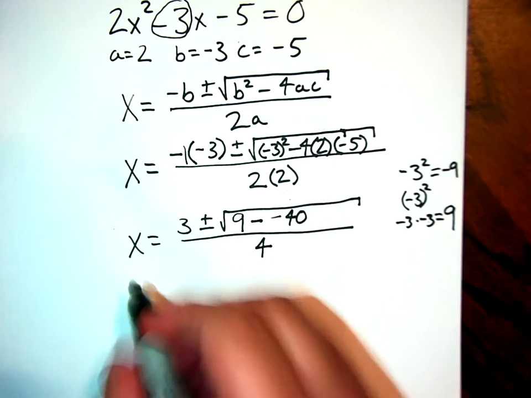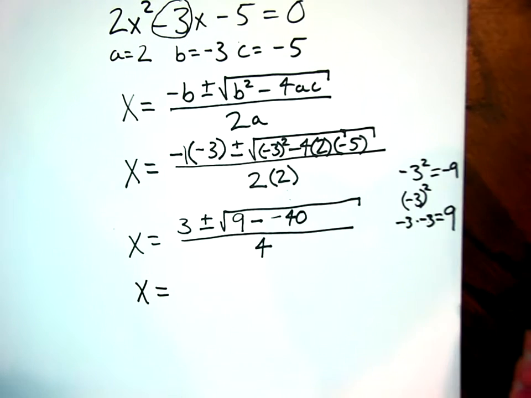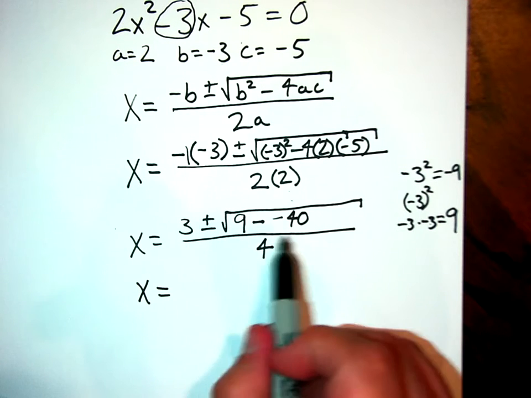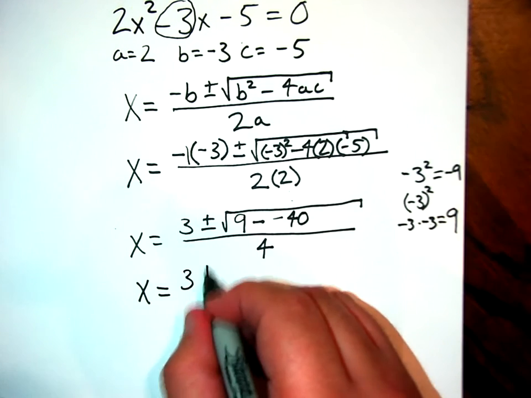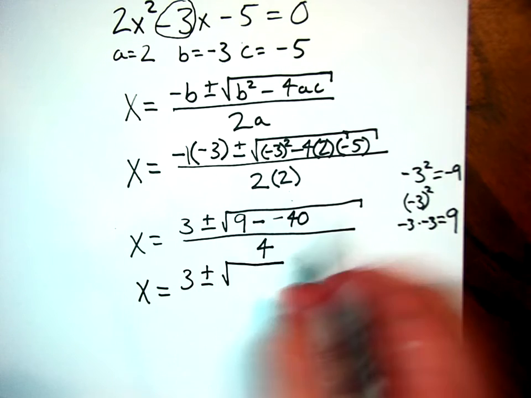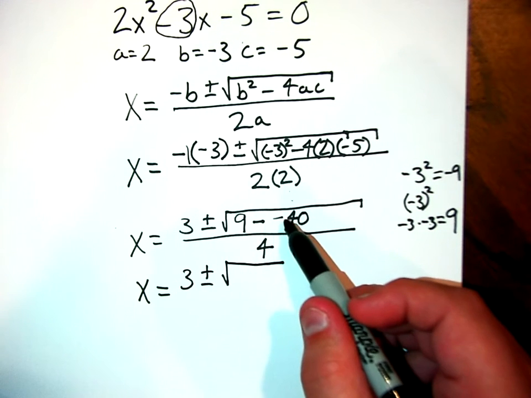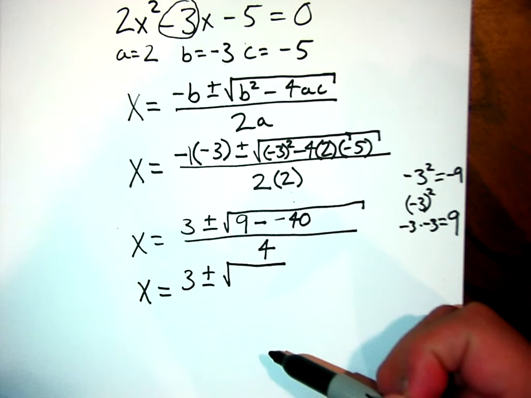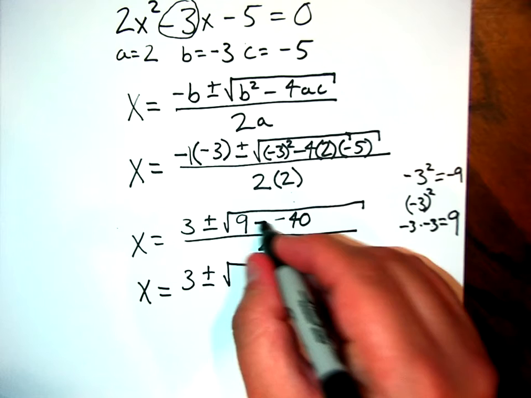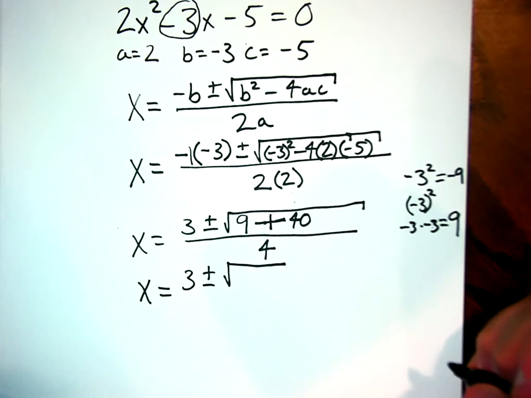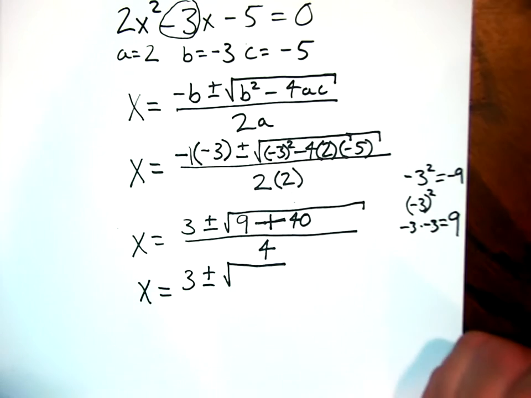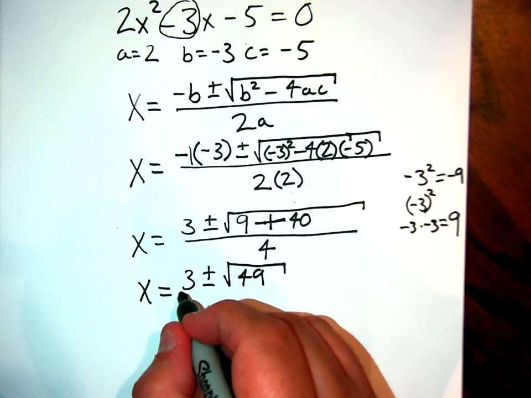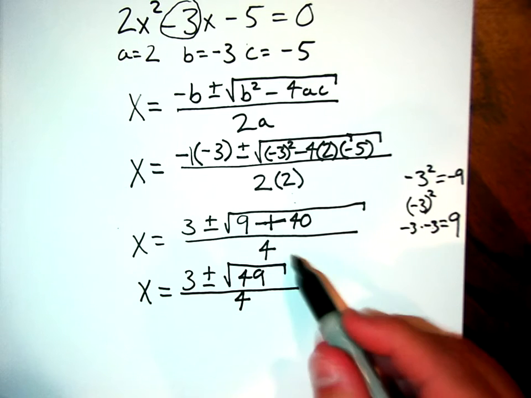Now we're going to keep going with our simplification and do another step. Now this term isn't really going to simplify anymore. Right now we're primarily working with what's inside the radical here. So we're just going to copy it down. 3 plus or minus the square root. Now if we look at what's inside this radical, I have 9 minus a negative 40. And we know anytime we have minus a negative, we can just go ahead and turn those into a positive sign. So we have 9 plus 40. And that's going to put 49 inside the radical. And then we're going to divide the whole thing by 4, just like what we have right here.